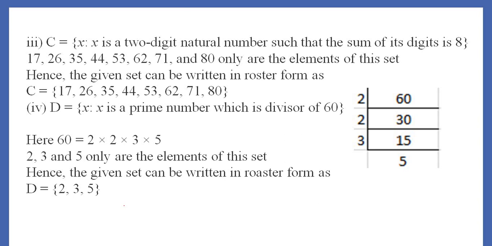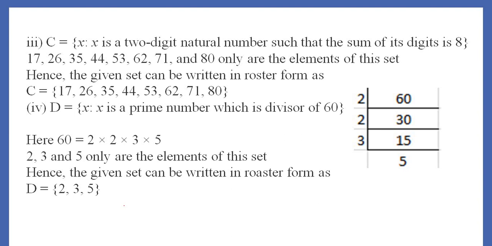Okay, now which natural number should you add with 1 to get 8? Obviously it would be 7, because 1 plus 7 is 8. So the first 2-digit natural number where the sum of its digits is 8 is 17. Next we take 2. Now which natural number should you add with 2 to get 8? Obviously it is 6. So the next 2-digit natural number is 26, such that the sum of its digits is 8.